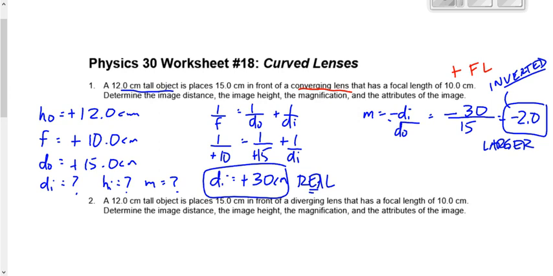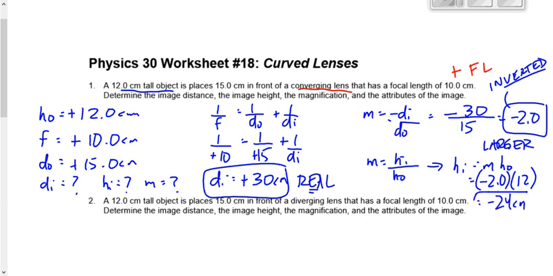Finally, we want to find the value of hi. Let's say m is equal to hi over ho. Let's rearrange that. We'll say hi is equal to m times ho. That's going to give me negative 2.0 times ho of 12. Gives me negative 24 centimeters. Now, we already established that it was upside down, but this is just more evidence for that. The fact that we get a negative hi. Negative hi doesn't mean it's virtual, negative hi means it's upside down. But we already knew that from the magnification.